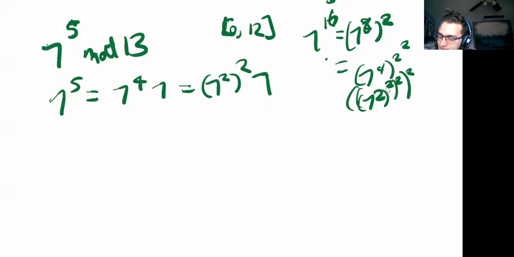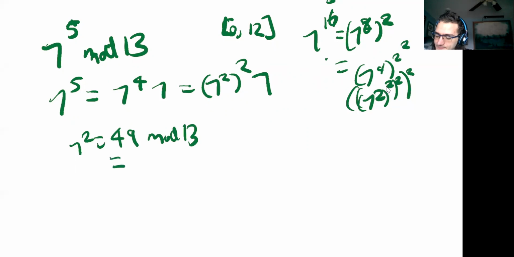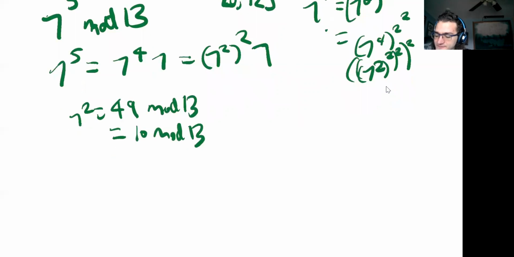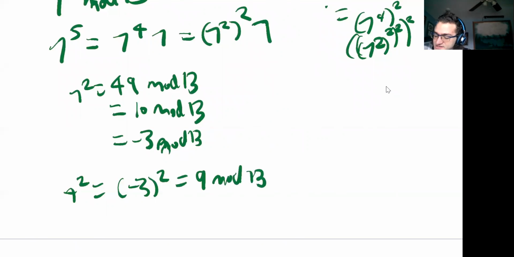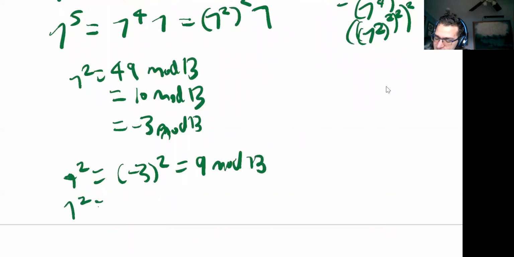So let's find 7 squared. That's equal to 49. I take that mod 13. 13 times 3 is 39, so I get 10 mod 13. So that's 7 squared. I also could write this computationally as equal to negative 3 mod 13. And that can be helpful to say, okay, 7 squared is equal to negative 3 squared, equal to 9 mod 13. I also could say 7 squared equals 10 squared, which is 100.